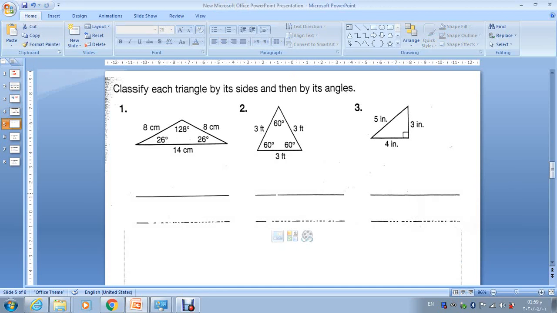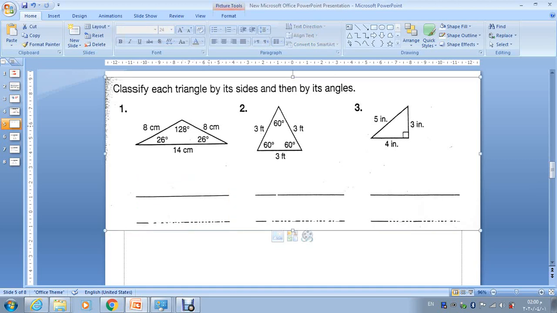Classify each triangle by its sides and then by its angles. This question, by the way, is important. It's in your math workbook as well. We answered it in the class work. So a triangle that has two angles the same, and two sides the same, but the third is different. So let's first go by sides.